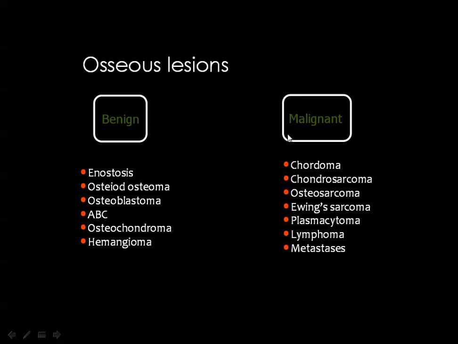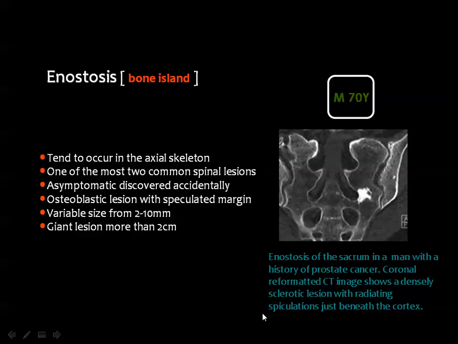Then in the spine, we can see on the benign side the exostosis, osteoid osteoma, osteoblastoma, aneurysmal bone cyst, osteochondroma, and the hemangioma. On the malignant side, we can see chordoma, chondrosarcoma, osteosarcoma, Ewing sarcoma, plasmacytoma, lymphoma, and metastasis. You remember that bone island is not actually considered a bone tumor, but it is frequently seen in the skeleton, and the main fact is that it may be mistaken for an osteoblastic metastatic deposit, for example.